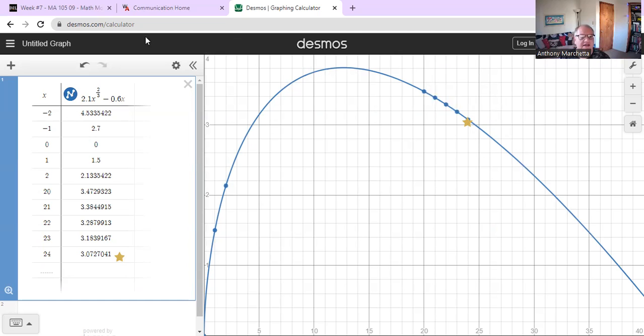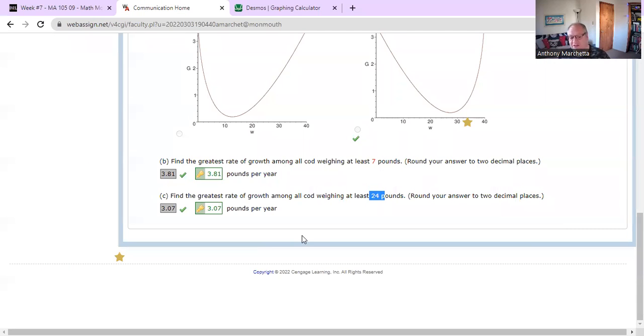Let me confirm that that is the correct answer. And it is, in fact, the correct answer. Remember, they wanted the 2 decimal points. And I hope that helps you guys a little bit. That's your example of the endpoint.